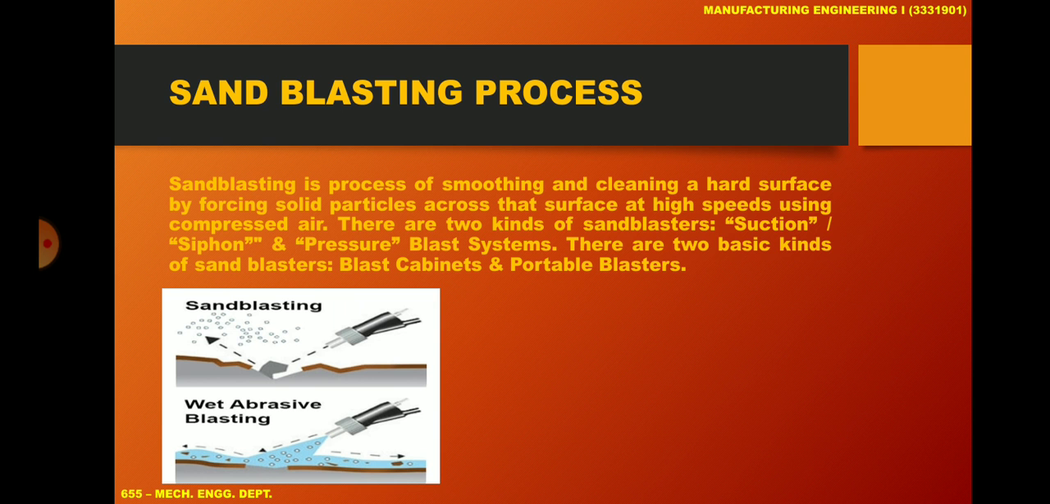Sandblasting is a process of smoothing and cleaning hard surfaces by forcing solid particles across that surface at high speed using compressed air. There are two kinds of sandblaster: suction type, also known as siphon, and pressure blast system. Generally, on soft material the suction type is used, and on hard material the pressure type is used. There are two basic kinds of sandblaster: blast cabinets and portable blasters.